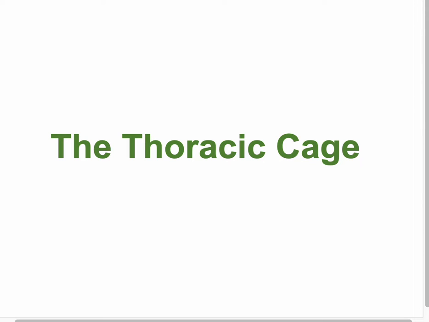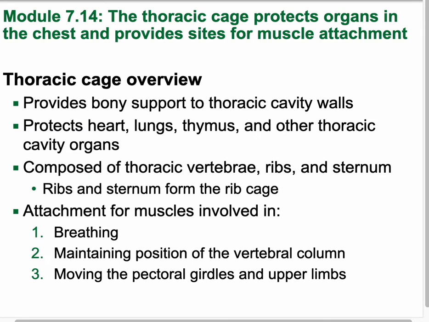Hello again. We are talking about the thoracic cage in this very short video and the last one in our series on the axial skeleton. So the thoracic cage protects organs in the chest, and it's going to provide sites for muscle attachment. So we want to think about the fact that it's going to provide bony support to the thoracic cavity walls, which means it can protect the heart, lungs, your thymus, and other thoracic cavity organs.